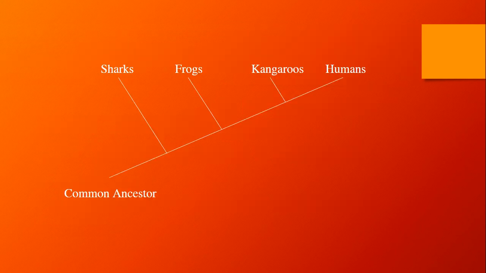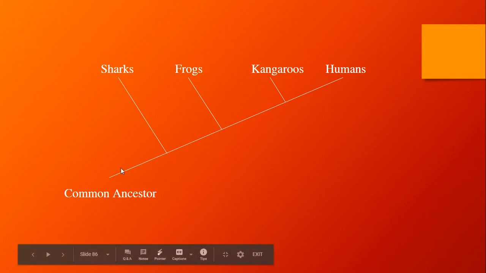So here we have a cladogram or a phylogenetic tree. You can call it either one. Cladograms are usually in this straight format, and phylogenetic trees are generally more rounded, but they're essentially the same thing. We have 4 different species at the top: sharks, frogs, kangaroos, and humans. And at the very bottom, we have some kind of common ancestor, something that was common to all of these.